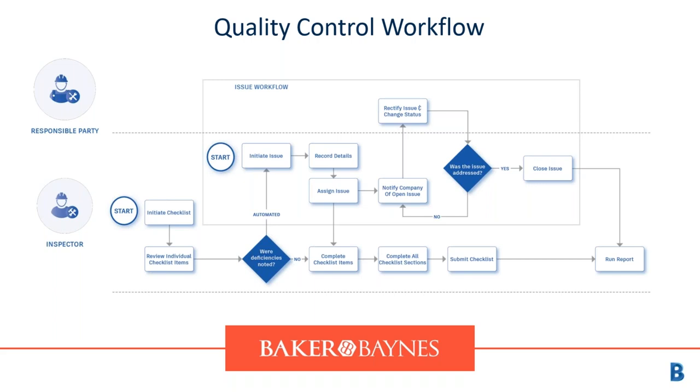We'll start by initiating the checklist, done by the inspector. They will review the individual items. If they notice any deficiencies or defects, they will automatically create an issue. So there's no ticking "no, this thing is not right" and then separately having to remember to go send an email. While I'm there, as soon as I say no, something is not right, I can create an issue, and then we go into that issue workflow that I've just shown you. If everything in the checklist is right, no problem: complete the checklist, all the sections, submit the checklist, and we can run our report to say it's been done.